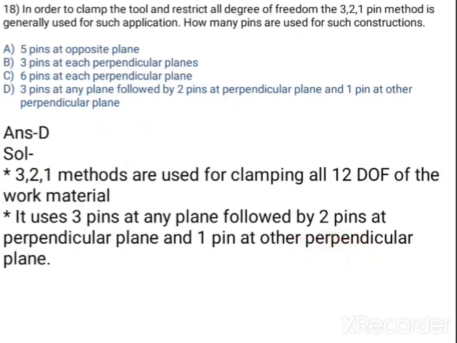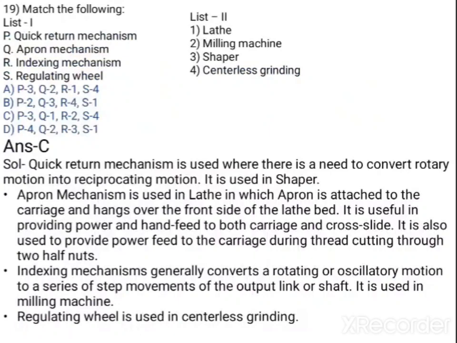That is indicating your option number D is the correct. Okay. Now next question, how to match question number 19, list 1 with list 2. So look at that quick return mechanism. Quick return mechanism is nothing but related to a shaper. Yes. So option P matches with 3.